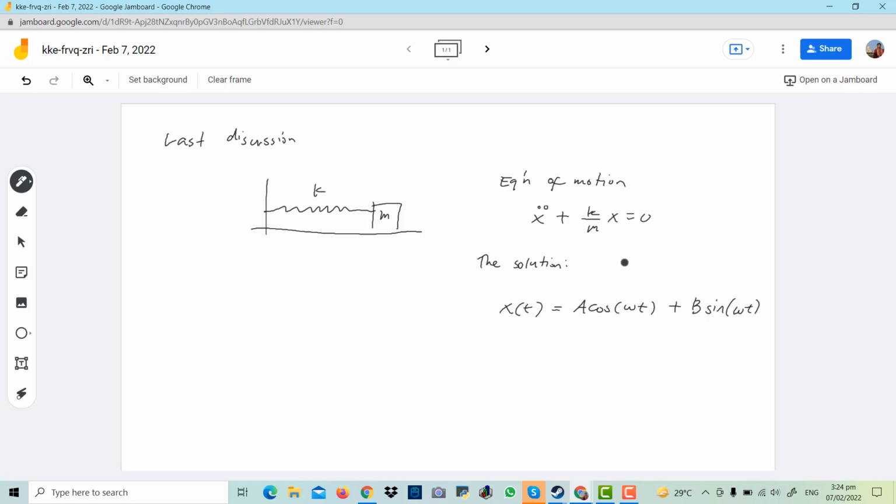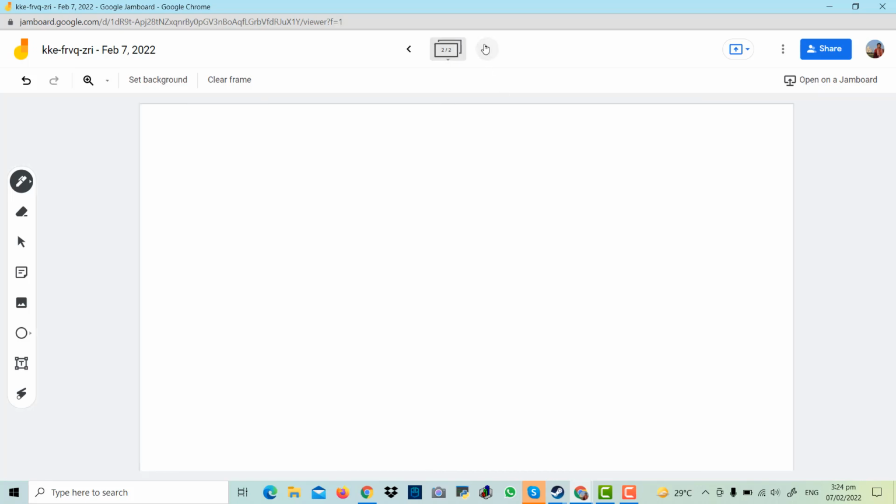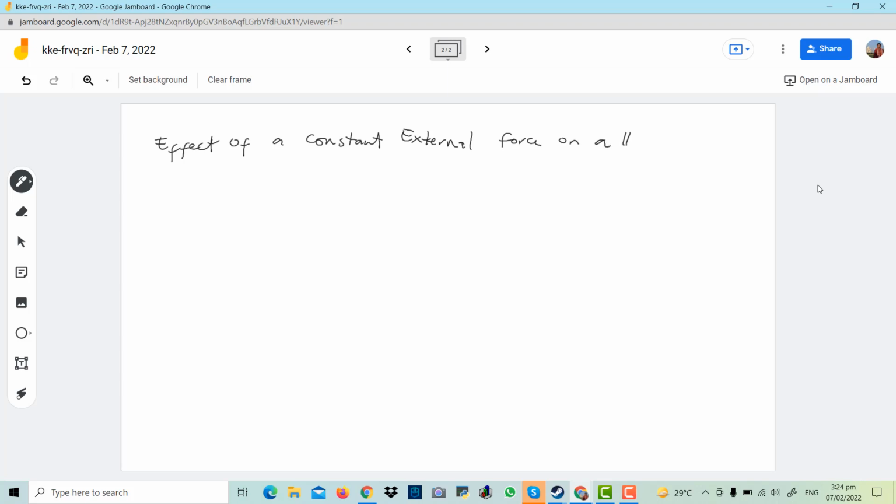Okay, so next is, what if there is an effect of gravity on our harmonic oscillator. Take note, gravity is a constant external force, no? So, the effect of a constant external force on a harmonic oscillator.